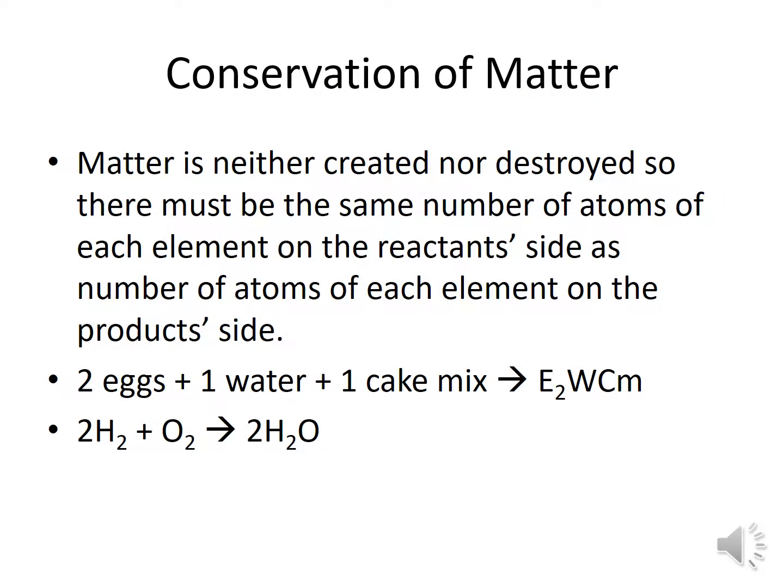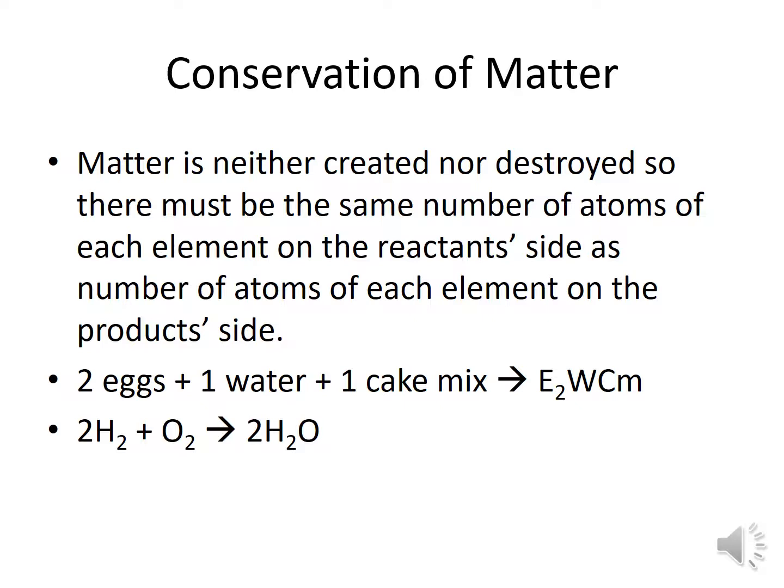So that indicates an example of the conservation of matter. The law of conservation of matter is an important consideration in chemistry. It says matter is neither created nor destroyed, so there must be the same number of atoms of each element on the reactant side as the number of atoms of each element on the product side. So since matter is neither created nor destroyed, all the same atoms show up on both sides of the equation.